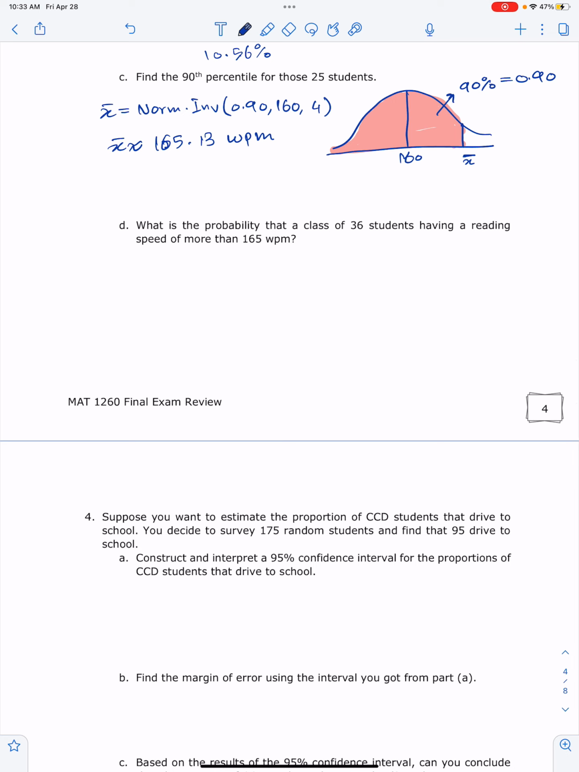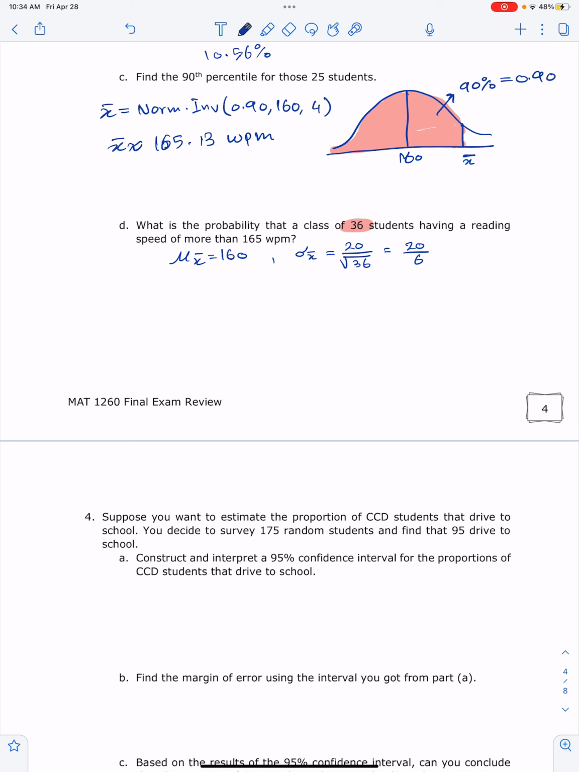The last part in question number 3. What is the probability that a class of 36 students has a reading speed of more than 165? Notice how the sample size has changed. That means we need to compute a new standard deviation. The mean for the distribution remains the same, and the standard deviation for the distribution of sample means becomes the population standard deviation divided by the square root of the sample size, which in this case is 20 over 6. You can leave it like that.